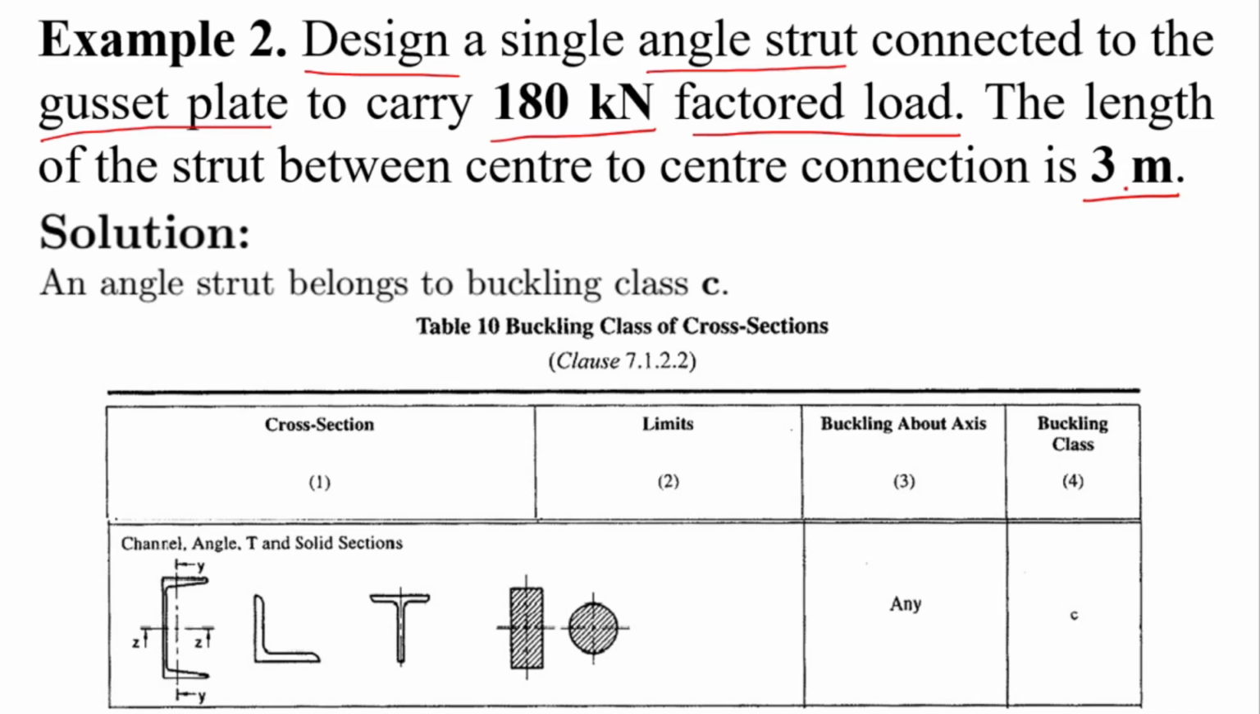Here we have to design a single angle strut. An angle strut belongs to buckling class C. If you see Table 10 of IS 800:2007, for channel section, angle section, T section, etc., the buckling class is always C. So remember, this is not the whole table. I have placed only a small part of the table.